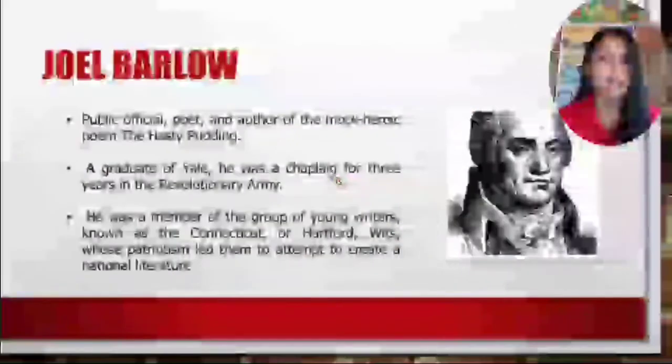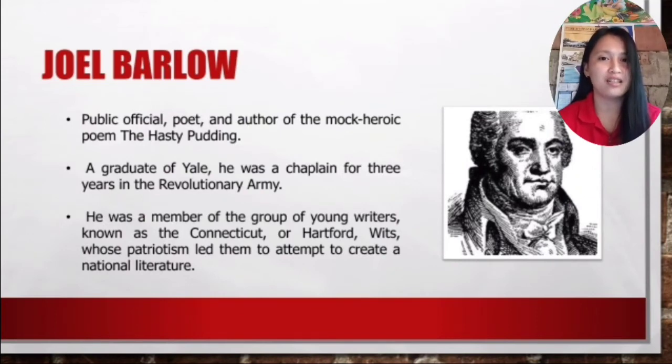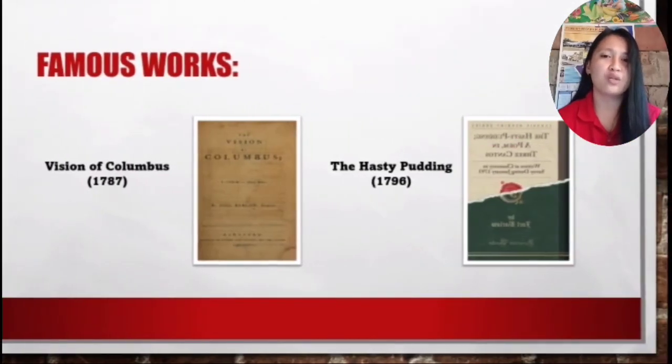Last is Joel Barlow. He was a public official, poet, and author of the mock-heroic poem The Hasty Pudding. A graduate of Yale, he was a chaplain for 3 years in the Revolutionary Army. Along with John Trumbull and Timothy Dwight, he was a member of a group of young writers whose patriotism led them to attempt to create a national literature. His famous literary works are The Vision of Columbus in 1787 and The Hasty Pudding in 1796.